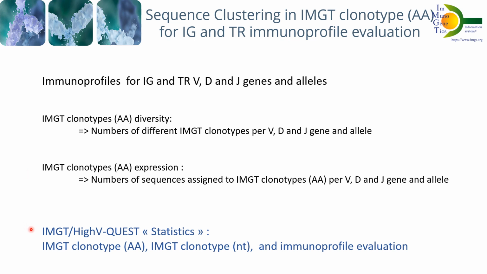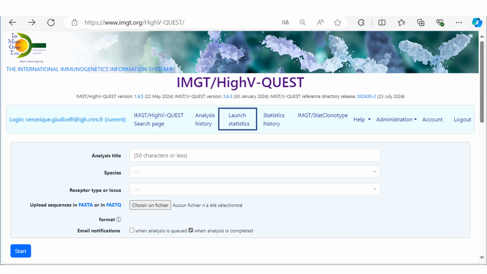The evaluation of the IMGT clonotypes AA and NT and of immunoprofiles for the diversity and the expression per V, D, and J gene and allele is the aim of the second module of IMGT HighV-QUEST, called Statistics. In order to use the statistical module of IMGT HighV-QUEST, you can click on the link Launch Statistics, which is available on the top of the IMGT HighV-QUEST web pages.